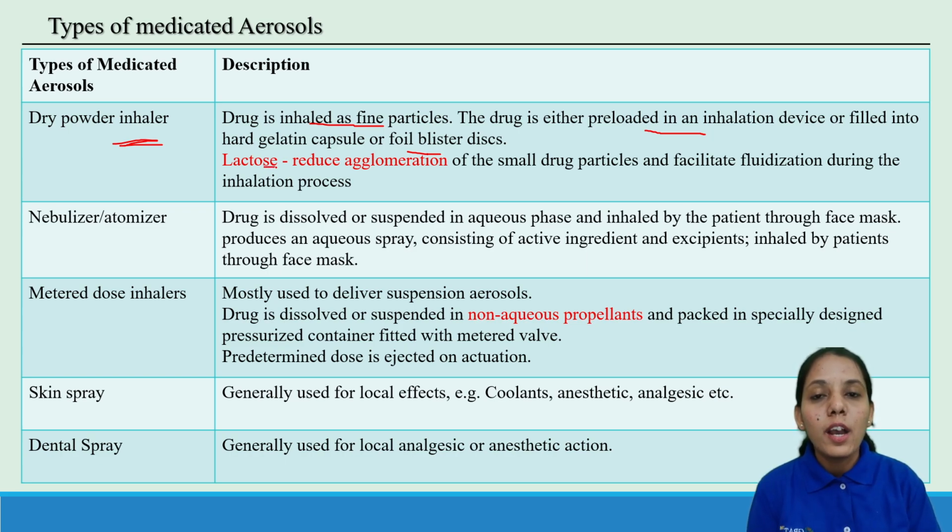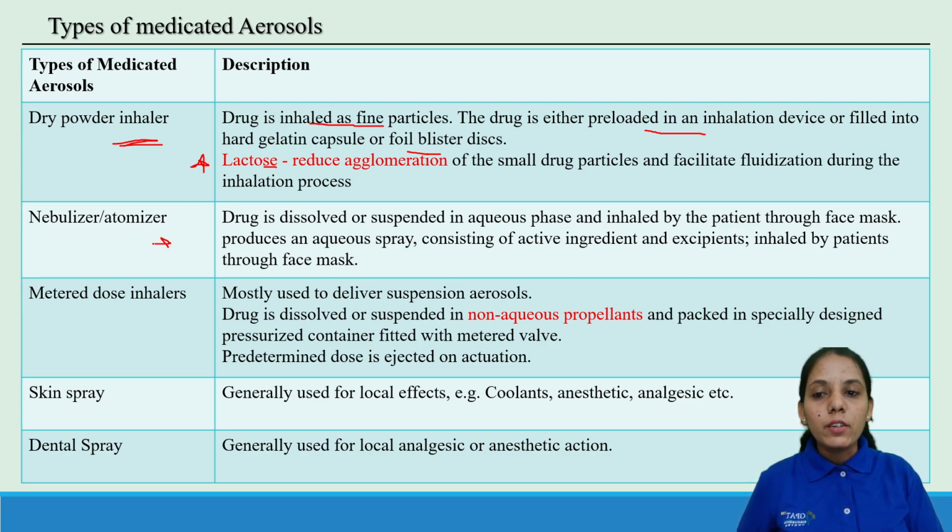Now lactose, very important. Which of the following is used to reduce the agglomeration of particles? Since we are using dry powder, there are chances that some agglomeration may happen. To avoid that, we are using lactose. Very important, remember this one: lactose. It is used to reduce the agglomeration of small drug particles, and it facilitates fluidization, meaning taking the drug into the patient's mouth during the inhalation process. So this was about the dry powder inhaler.